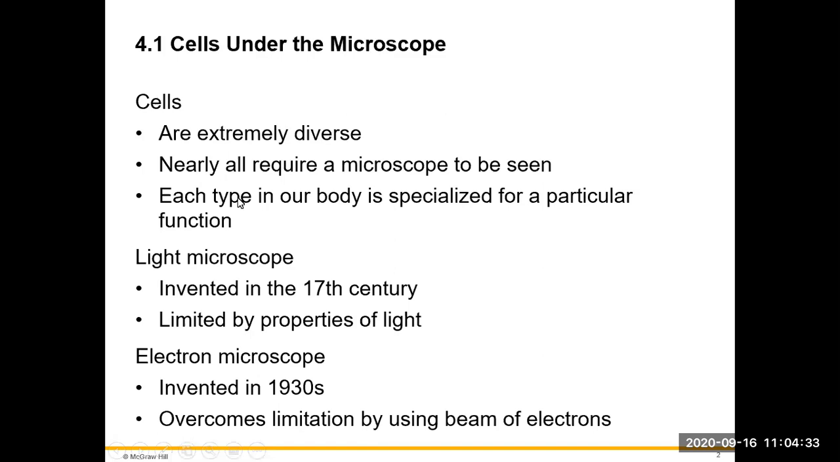We observe cells usually under the light microscope and the electron microscope. The light microscope, as the name implies, requires light to observe the cells. For the electron microscope, we just need a beam of electrons reflected on the cells to look at how the cell is organized into tissues and everything.